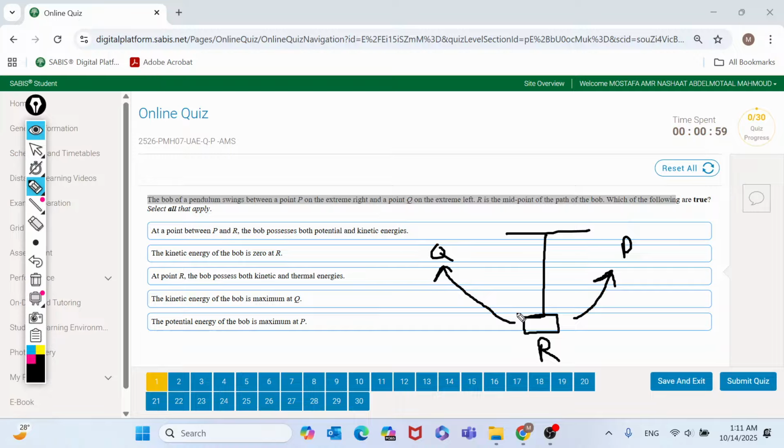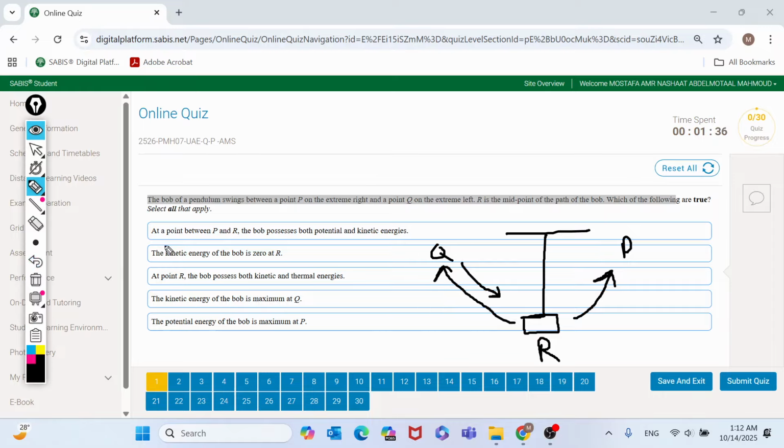Okay? So while it's going up, potential energy is increasing and kinetic energy is decreasing. While it's going down, potential energy is decreasing and kinetic energy is increasing because it speeds up while going down and slows down while going up. And also while it's at Q, it goes up and then the kinetic energy is equal to 0 and then it goes back down because it needs to stop before it goes back. Like it can't just immediately go back, it has to go like this.